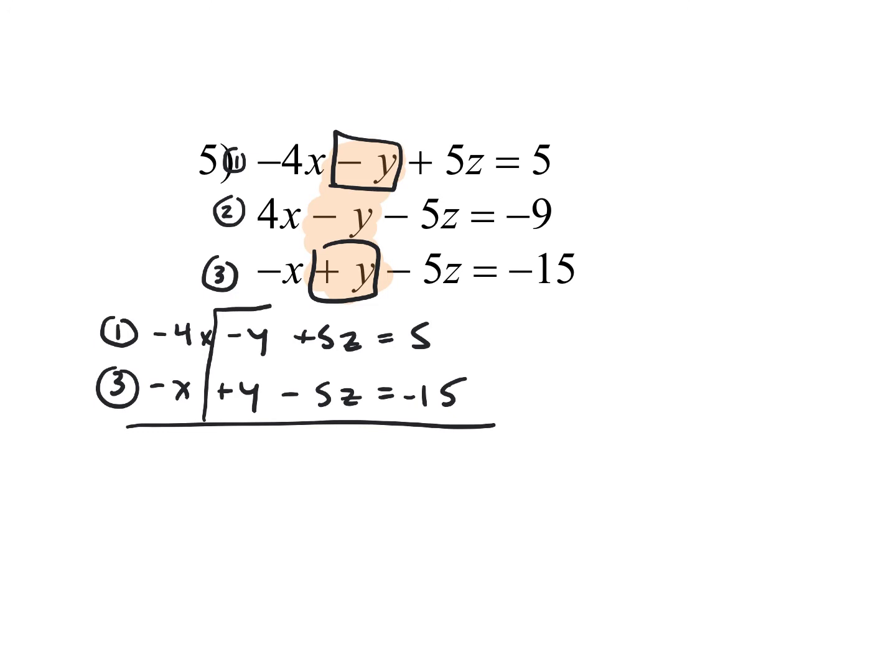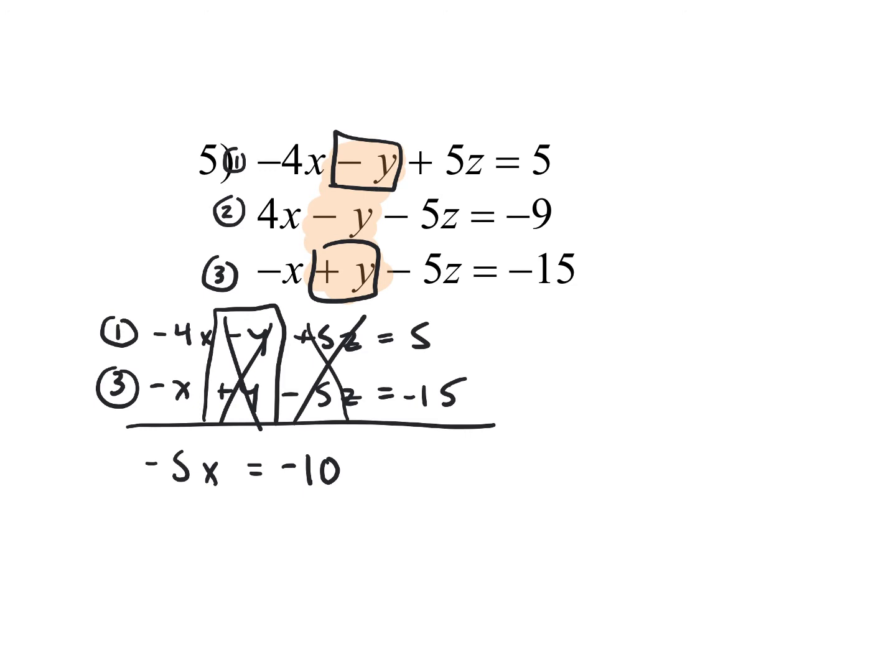Will my y's cancel out? Yep, that's my goal, is to get them to cancel. So then add everything else together. So what's negative 4x minus x? Negative 5x. And what's 5z minus 5z? 0. They cancel out too. So we just kind of got lucky here because it cancels out also. And then what's 5 minus 15? Negative 10.